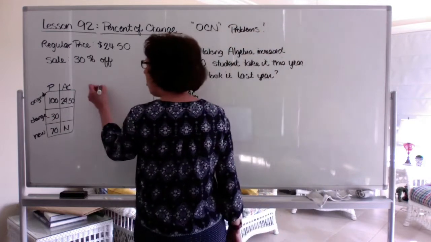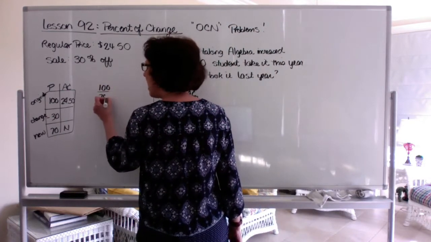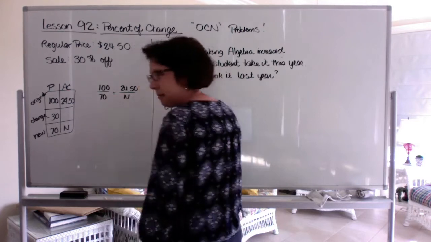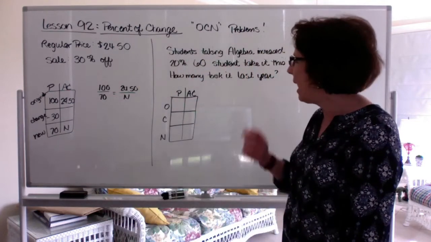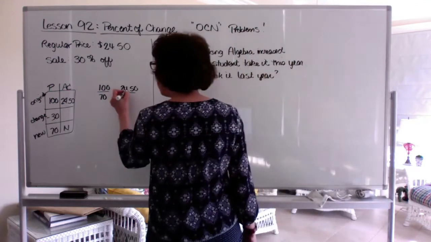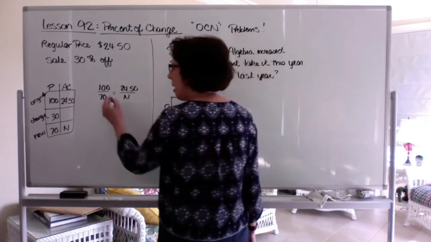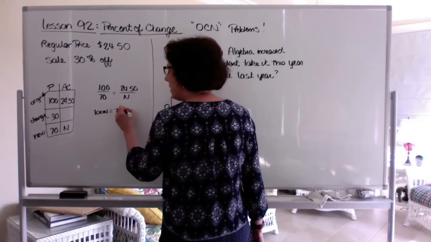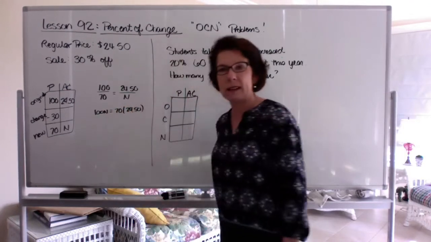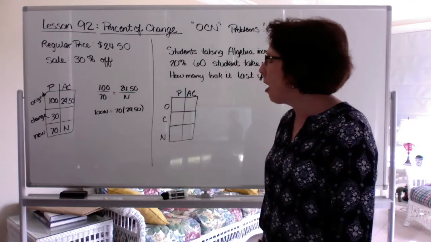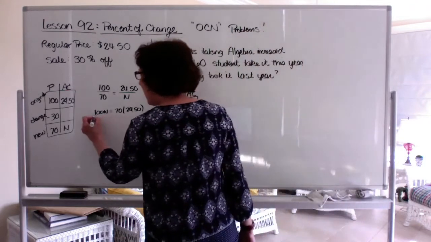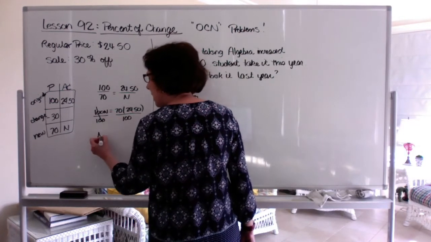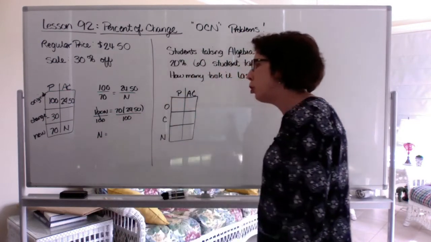So let's go ahead and write a proportion here. We've got 100 over 70 equals $24.50 over N. Okay, now we want to go ahead and do this calculation. And I think what I'm going to do is, in this case, I'm going to cross multiply. So I've got 100 times N equals 70 times $24.50. I just cross multiplied. Now we know from isolating our variable that to solve for N, we can divide both sides by 100. So I'm just going to cross through that, and now we're going to calculate our new price.